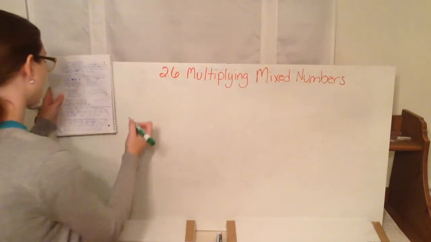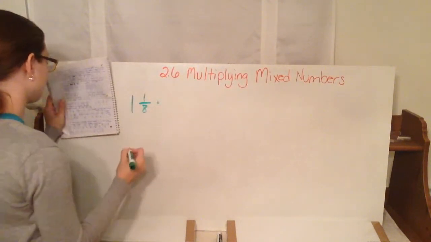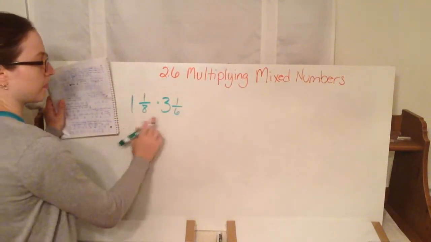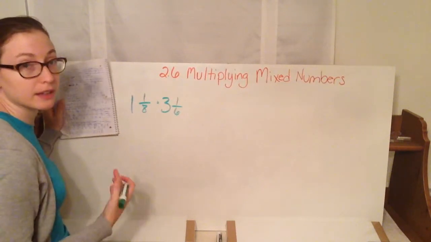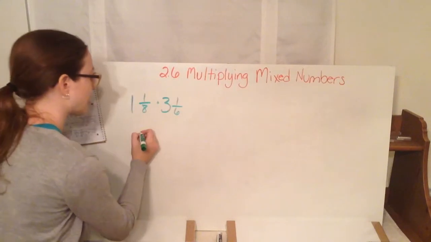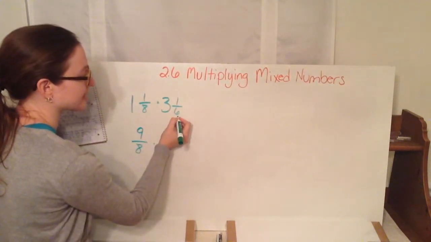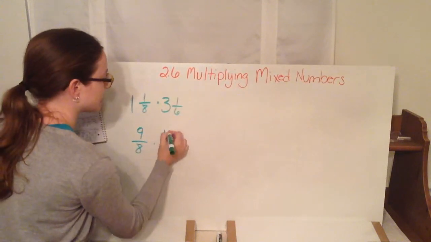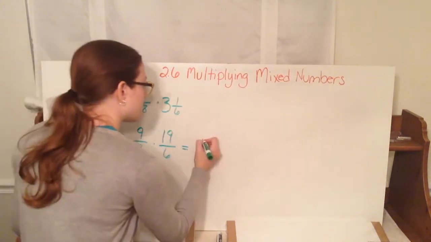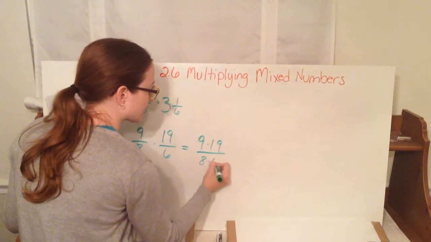So in this example, we'll do 1 1/8 times 3 1/6. Again, as they're in mixed number form, I'm going to change them to improper fractions. 1 times 8 is 8, plus 1 is 9, over 8, times 3 times 6 is 18, plus 1 is 19, over 6. This is 9 times 19 over 8 times 6.